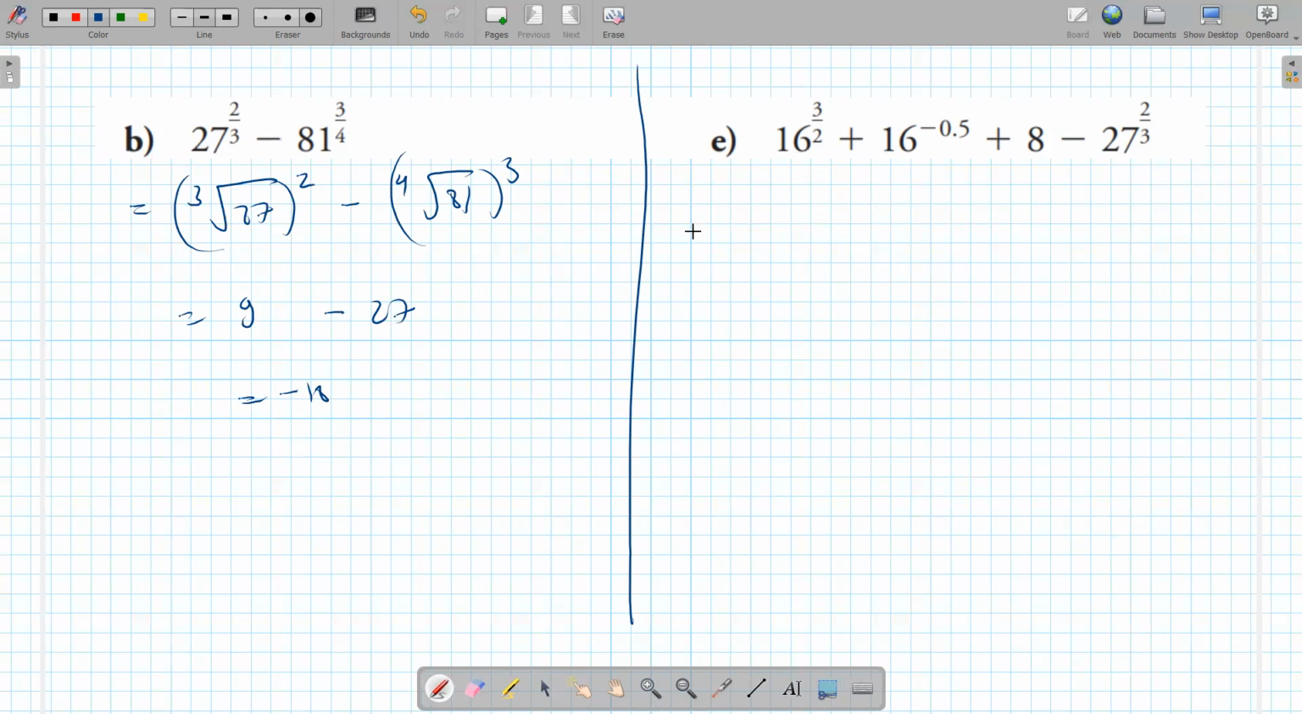It turns into the cube root of 16 squared. Does it? Think about it. No, it turns into the square root of 16 cubed. Square root of 16 is a 4, so it becomes 4 cubed.